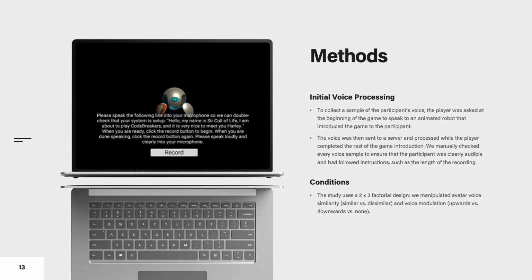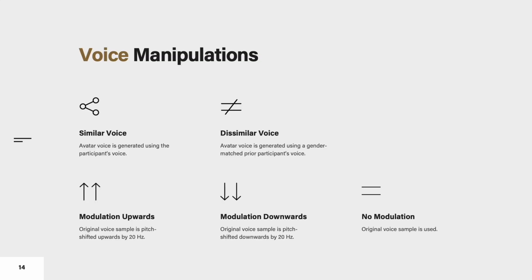To collect a sample of the participant's voice, the player was asked at the beginning of the game to speak to an animated robot that introduced the game to the participant. The voice was then sent to a server and processed while the player completed the rest of the game introduction. The manipulations are as follows: similar voice, dissimilar voice, modulation upwards, modulation downwards, and no modulation.